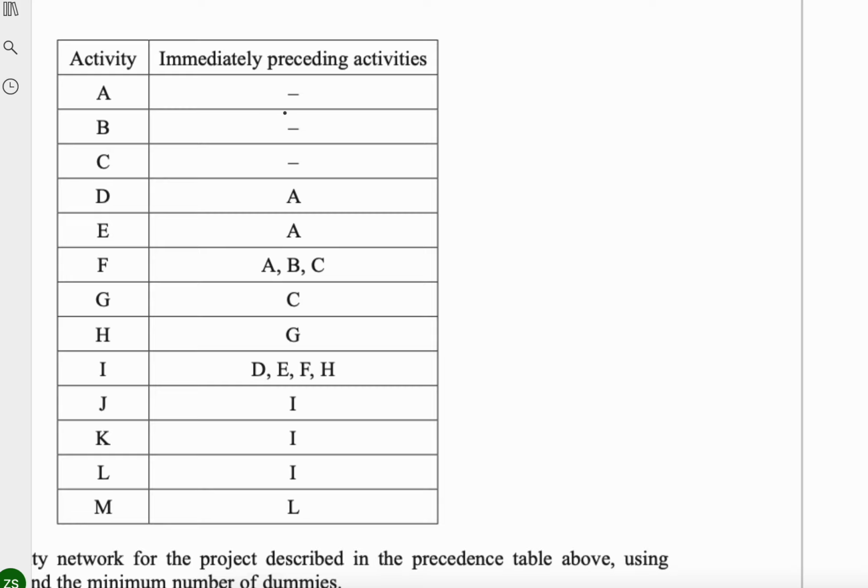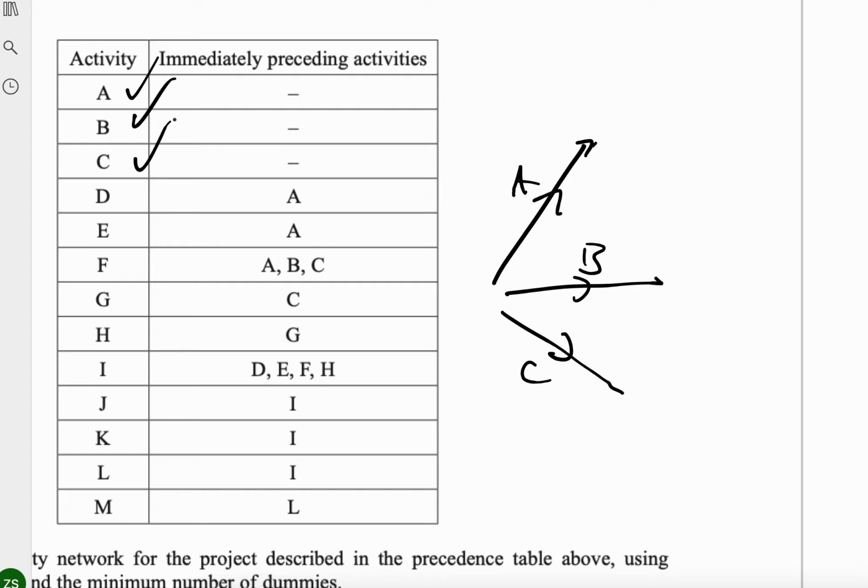Okay, so we have no predecessors on A, B, and C. So for now, we can write A, B, C. Okay, let's tick them off as we're working through them. D and E both require A. D and E, do they come up again? Yeah. They both are required by E. So I know that I'm going to need D and I'm going to need E, but I'm also going to need a dummy.